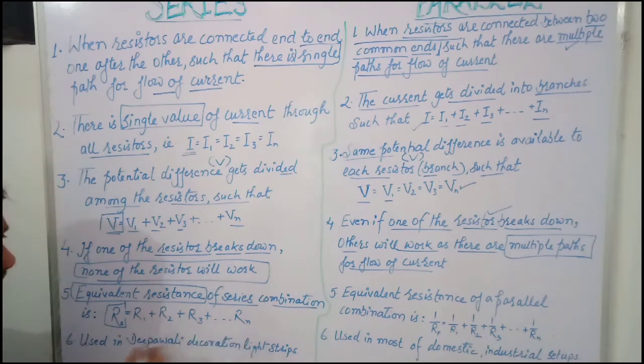So if there are n number of resistors, the equivalent resistance of the series combination will be equal to the sum of all the resistances of all the resistors in the series combination.